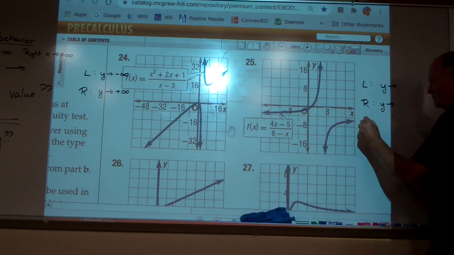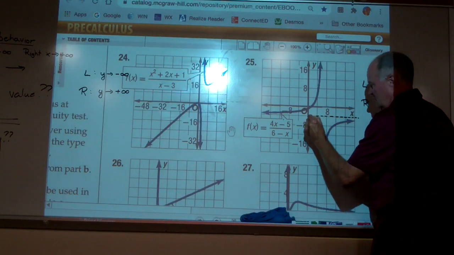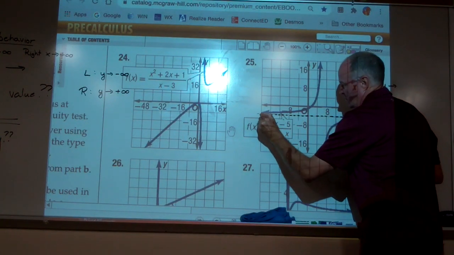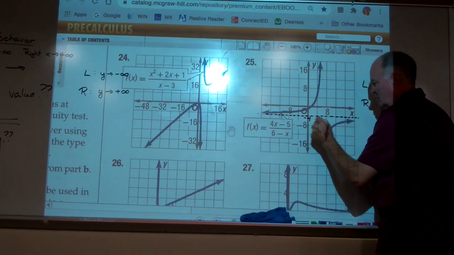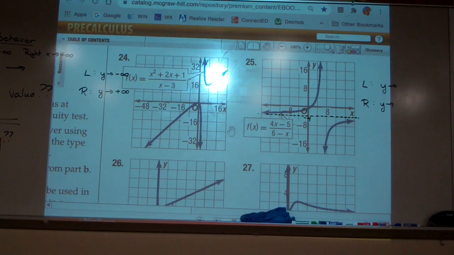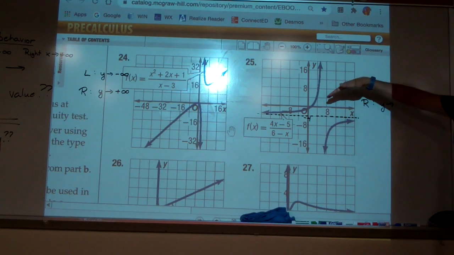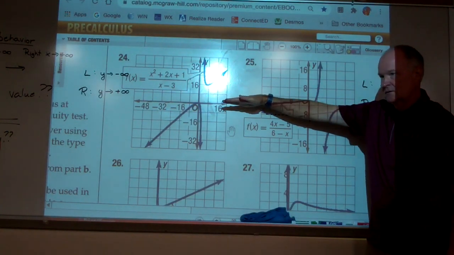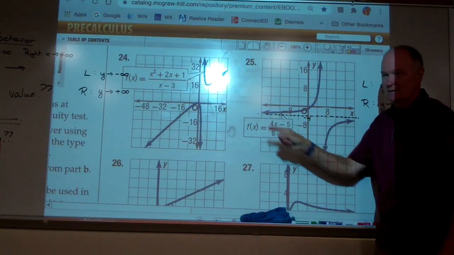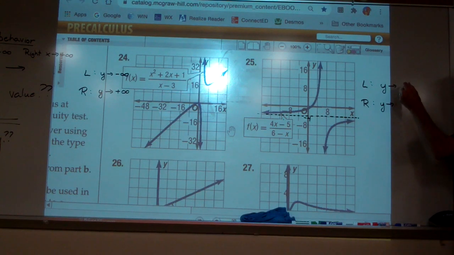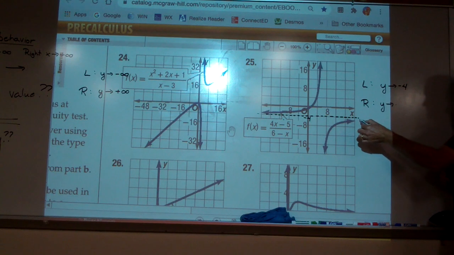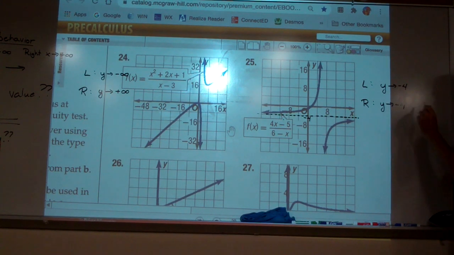This one here, really there's that line at -4. It's not easy to tell graphically, but algebraically I can tell you real quick that it's at -4. So when I go all the way to the left, the y value is approaching that dashed line, which is at -4. When I go all the way to the right, that thing is also going to approach that wall at a y value of -4.